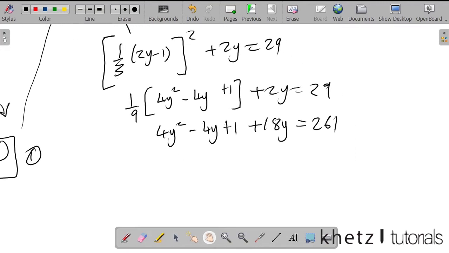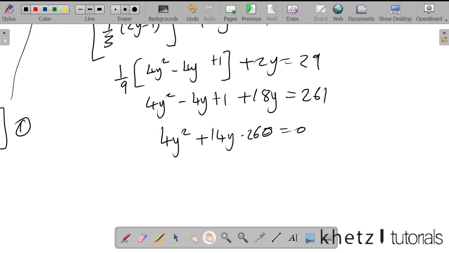Now that we have that, we can just take this 261 to the left side, and taking it to the left side, we're going to have 4y squared plus 14y plus 1, and 261 is going to be negative, right? So it's going to be negative 261 plus 1, which is going to give us negative 260 is equal to 0. Now all that's left is to find the factors of this.